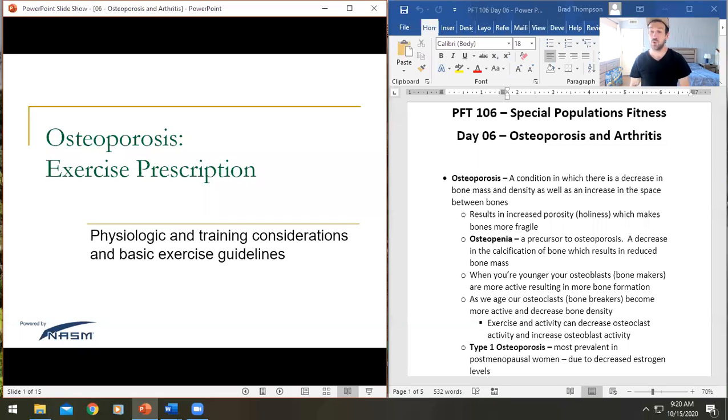Okay, we are looking at day 6 here. I forgot what day it was. Day 6 here, which is going to be osteoporosis and arthritis.